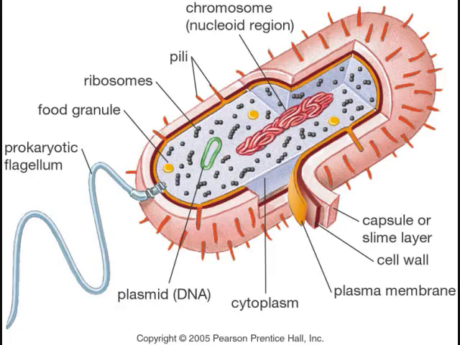A prokaryotic cell lacks a nucleus. It also has flagella and pili, which aren't always present in eukaryotic cells. A general prokaryotic cell is bacteria.